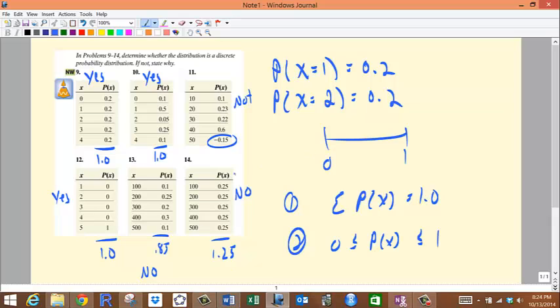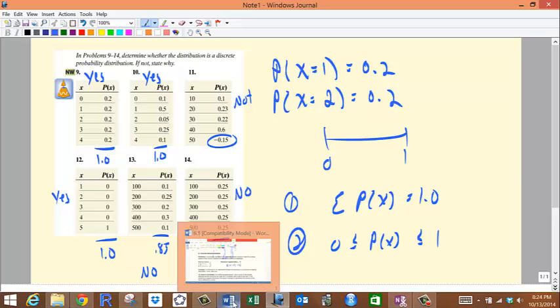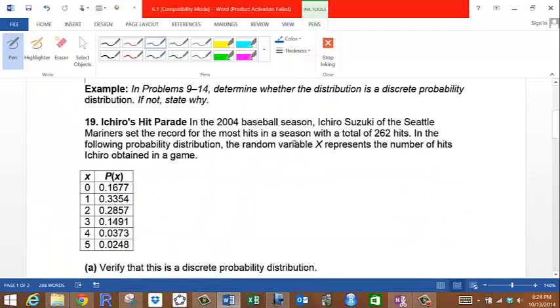Now, the main thing I want to show you in this section is I want you to be able to find the mean of a discrete random variable. So let's take a look at an application problem. And this is question number 19 here. 2004 baseball season, Ichiro Suzuki of the Seattle Mariners set the record for the most hits in a season with a total of 262 hits. The following probability distribution, the random variable x represents the number of hits Ichiro obtained in a game.